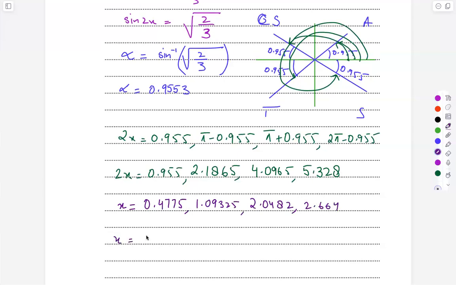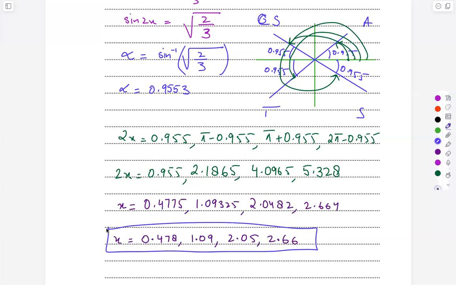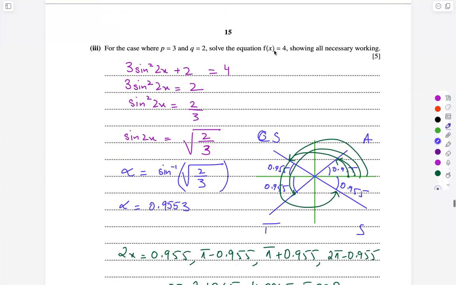Now, as we have to give our answer to three significant figures, we can give these answers as 0.478, 1.09, 2.05, and 2.66. Now, this 2x represents two revolutions in 360 or 2 pi. However, as our range is only from 0 to pi, we'll not be taking the next angles as they won't be in the range. All of these answers that we have are within the range 0 to pi, as pi is 3.142. The maximum value is 2.66, which is less than 3.142. So these will be the four values for x for the solution of f of x equals 4.